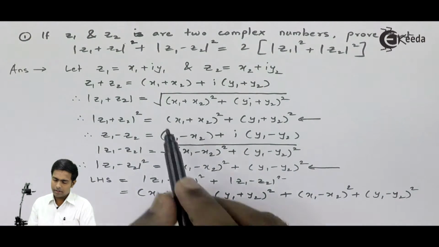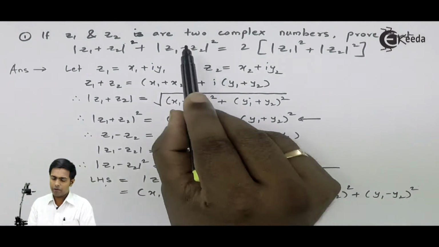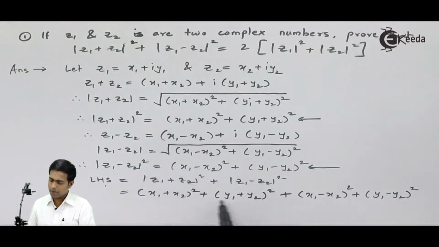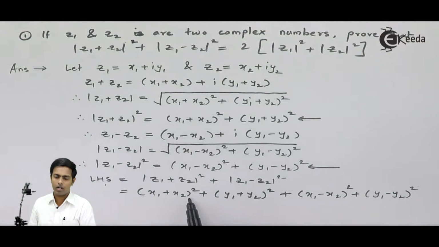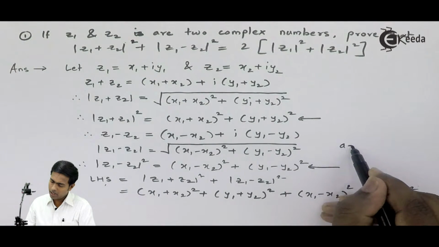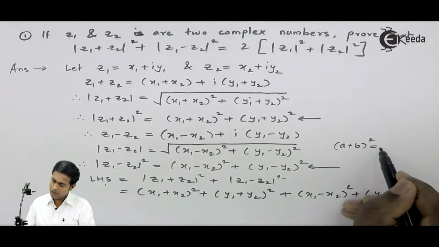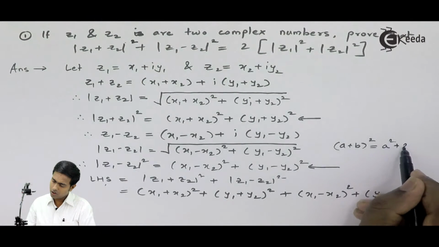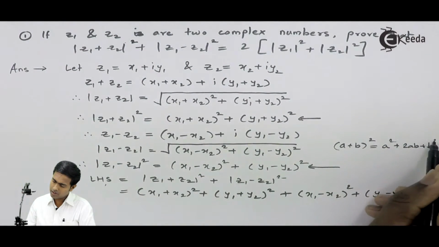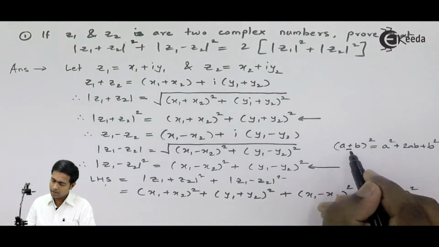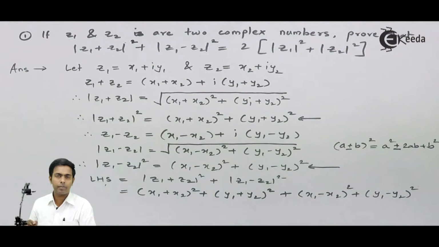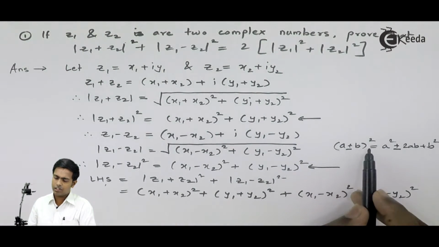Now to show that LHS is equivalent to RHS, we will simplify the brackets. Now you can see here there are two terms with a plus sign in between and the square is asked. So we know one formula, that is a plus b the whole square. As per the formula, a plus b the whole square is a square plus 2ab plus b square. And if it is minus, then only here we will get the minus sign. So I'll apply this formula.